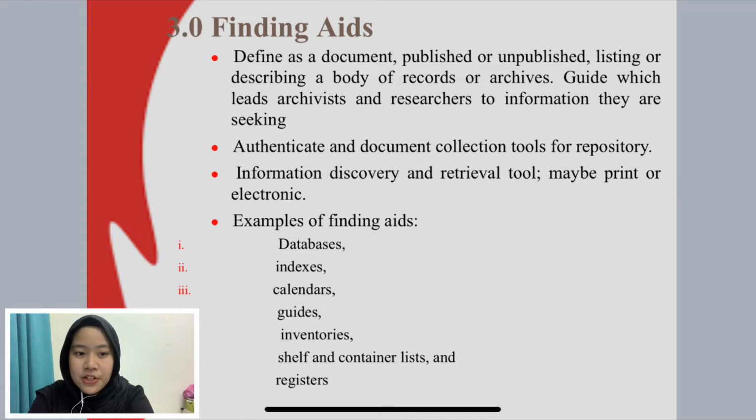It is an authenticated documentation and collection tool for the repository, and an information discovery and retrieval tool that may be print or electronic. Finding aids help researchers and archivists learn more about the collection and find the material in a collection that will be most helpful for their research question. Examples of finding aids are database, index, calendar, guides, inventory, shelf and container list, and register.